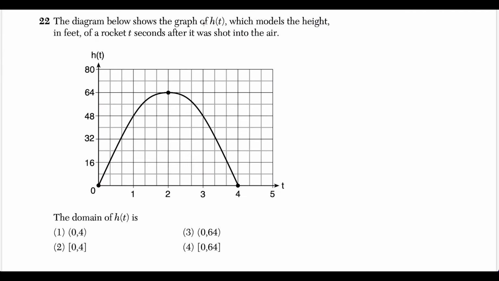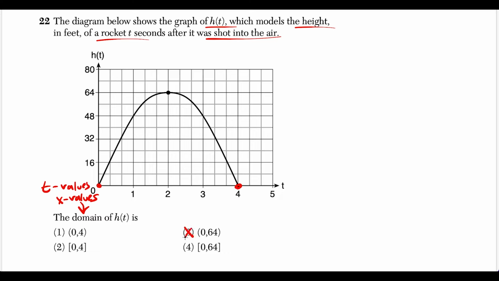Question 22, we have the diagram of a graph of h of t, which models the height of a rocket after it was shot in the air. So the domain, in general, means possible x values. But in this case, since we're dealing with a function of t, we could also say possible t values, because once again, this is a function of time. So the possible t values are going from 0 to 4. This makes sense because the rocket is launched, and when it comes back to the ground, that's when the situation is over. So the domain would go from 0 to 4 seconds.